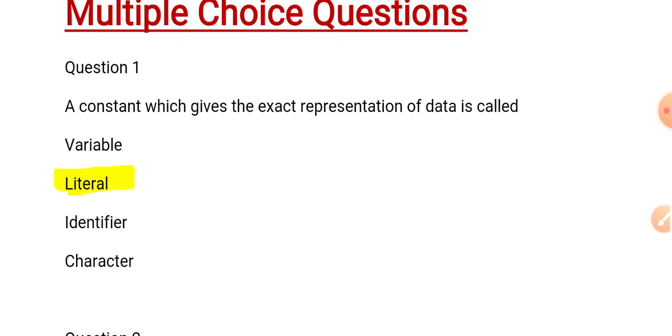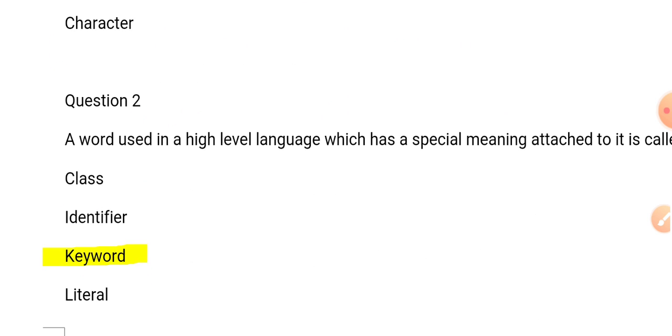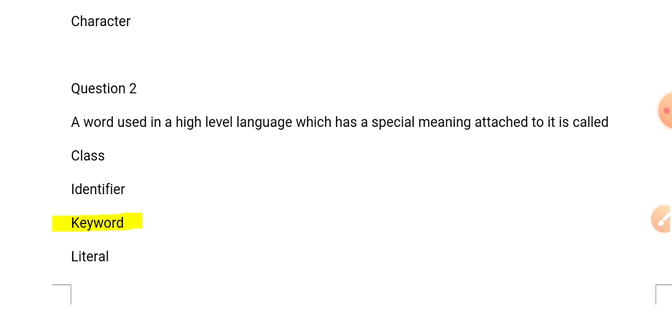First question, a constant which gives the exact representation of data is called literal. Second, a word used in high level language which has a special meaning attached to it is called identifier.